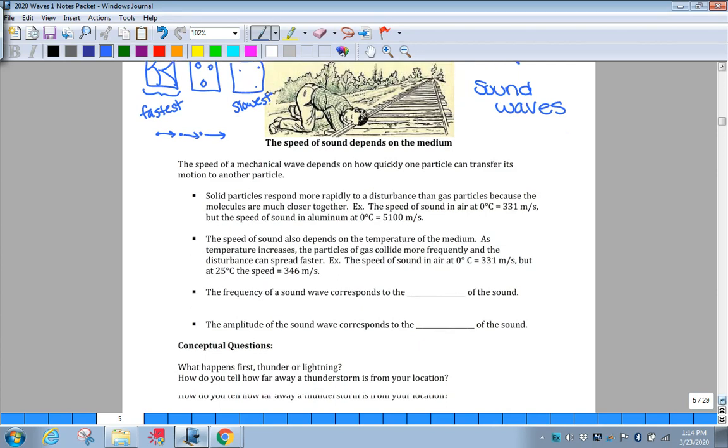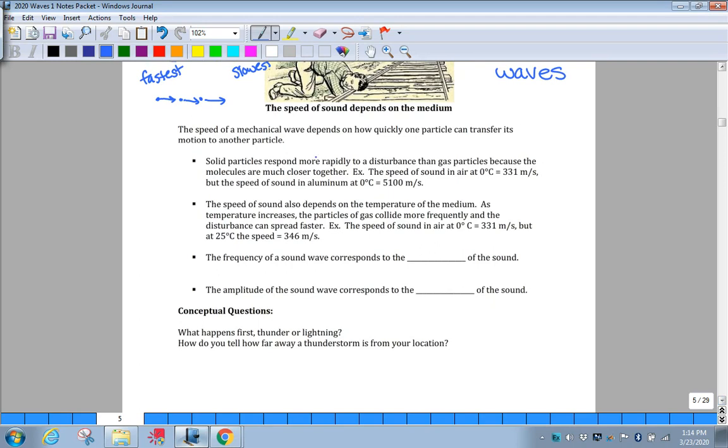Okay, and we have some of those bits and pieces of facts in here. The speed of a mechanical wave, something that requires a medium, depends on how quickly one particle can transfer its motion to another particle. Solid particles respond much more rapidly to a disturbance than gas particles because they're much closer together. So the speed of sound at STP is 331 meters per second. The speed of sound in a material such as aluminum is 5,100 meters per second. So a huge difference between the speeds of sound.